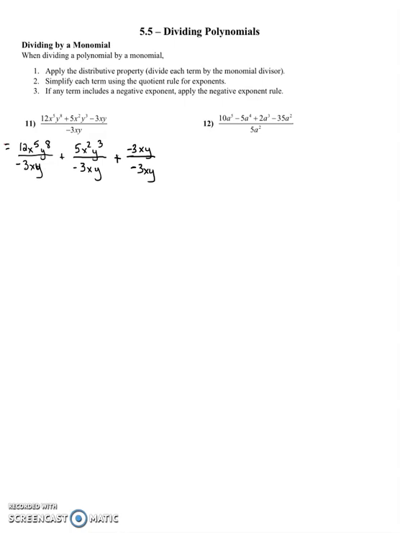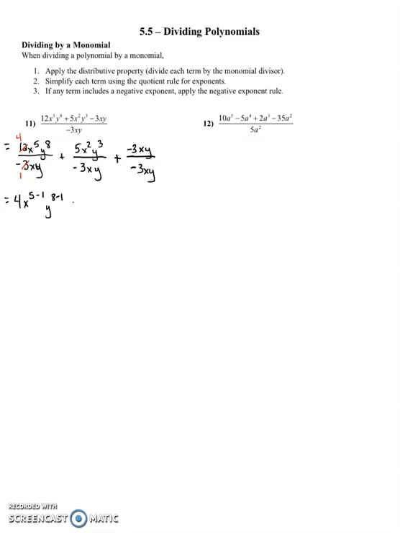So now we can do some canceling out. 3 goes into 12 4 times, and it goes into itself once. So that leaves us with a 4. And then applying the quotient rule, remember when we have a variable to an exponent divided by the same variable to an exponent, we subtract the exponents. So we have x to the 5 minus 1, and then y to the 8 minus 1.